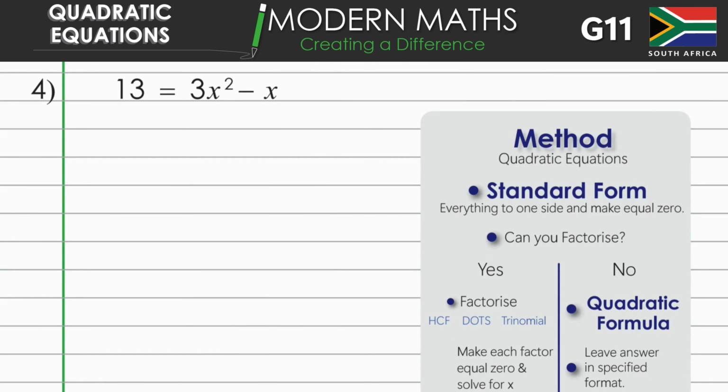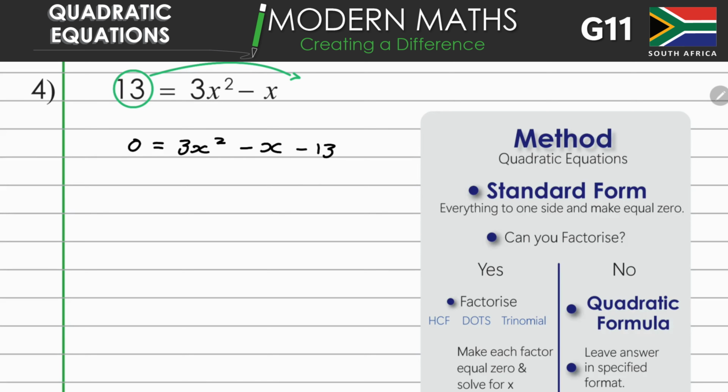Okay, now we're going to be jumping into the Quadratic Formula. The Quadratic Formula. So, first things first, standard form. Always want to get that standard form. So I'm going to move the 13 over, and it will become minus 13.